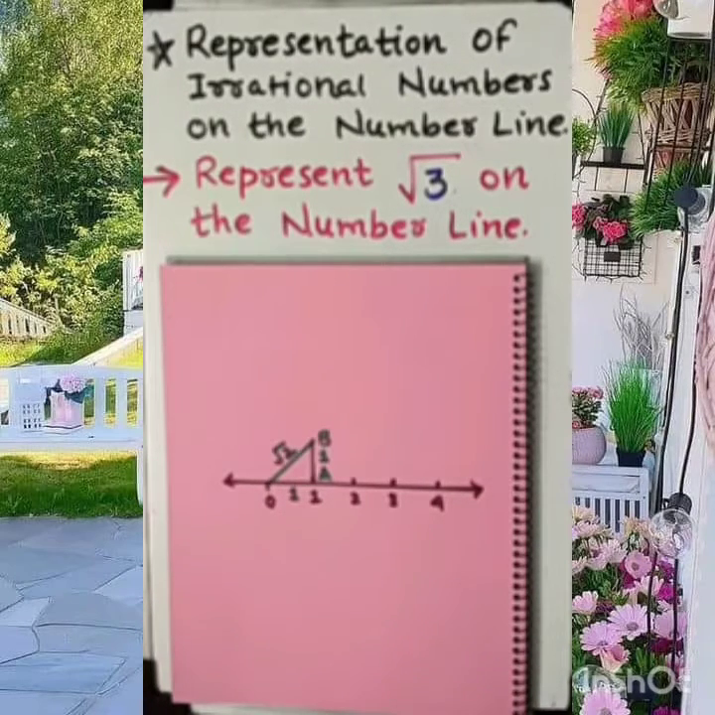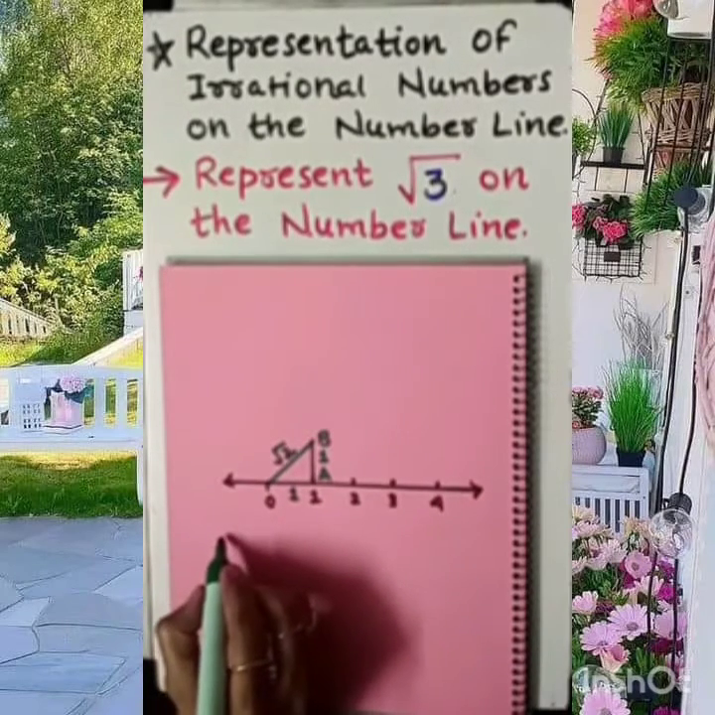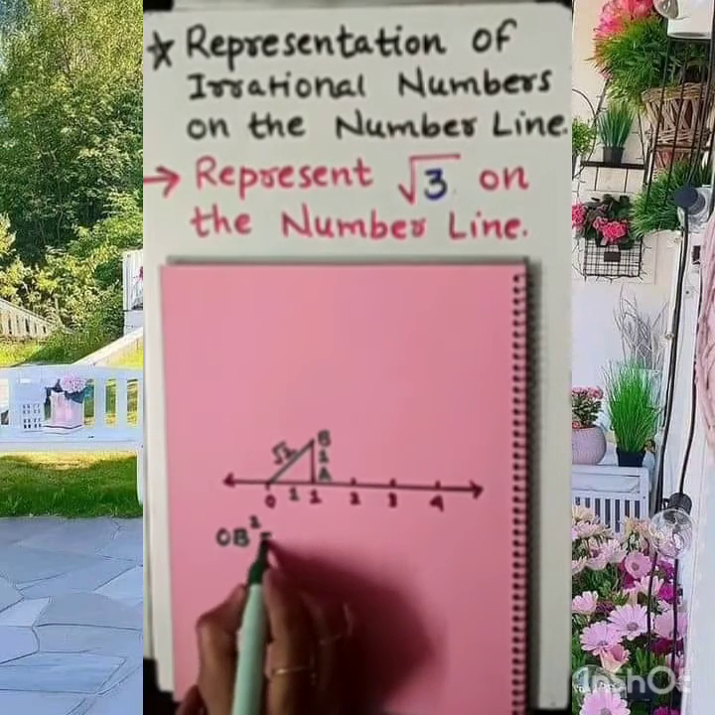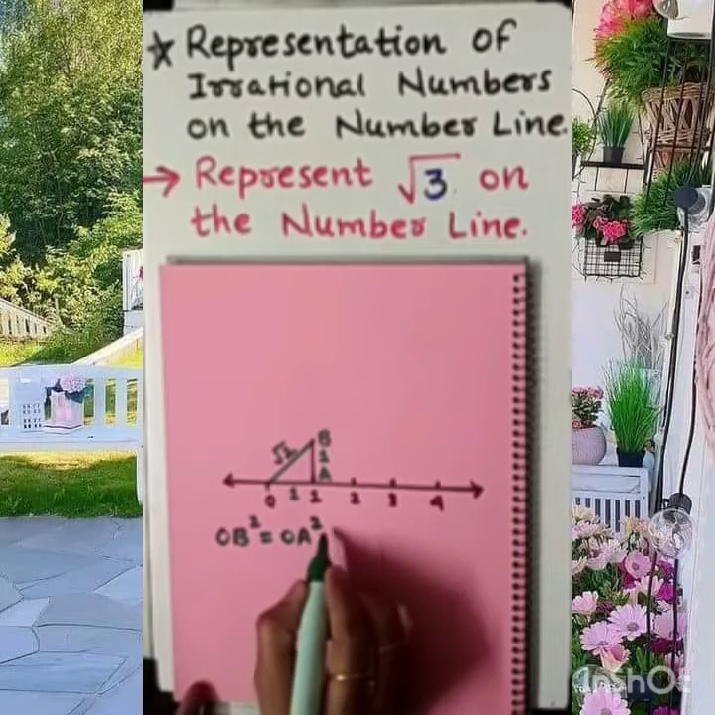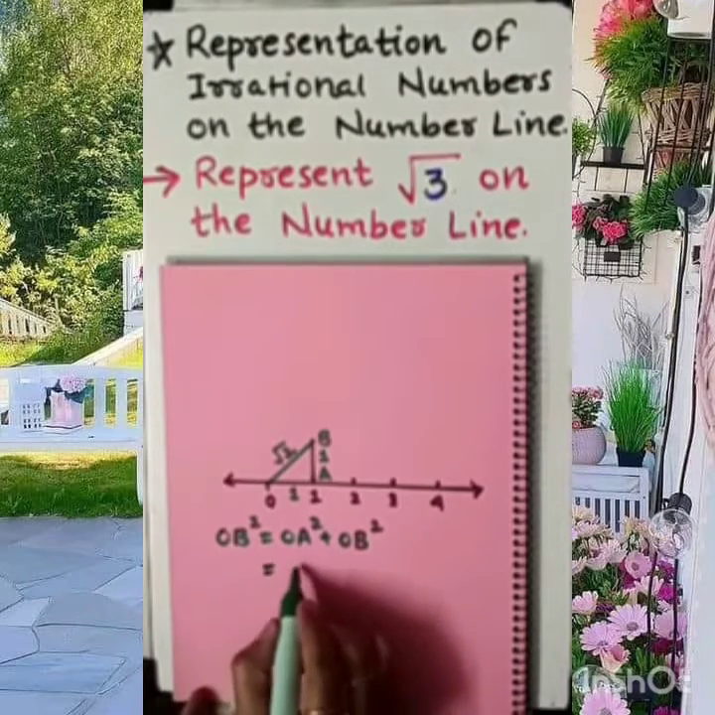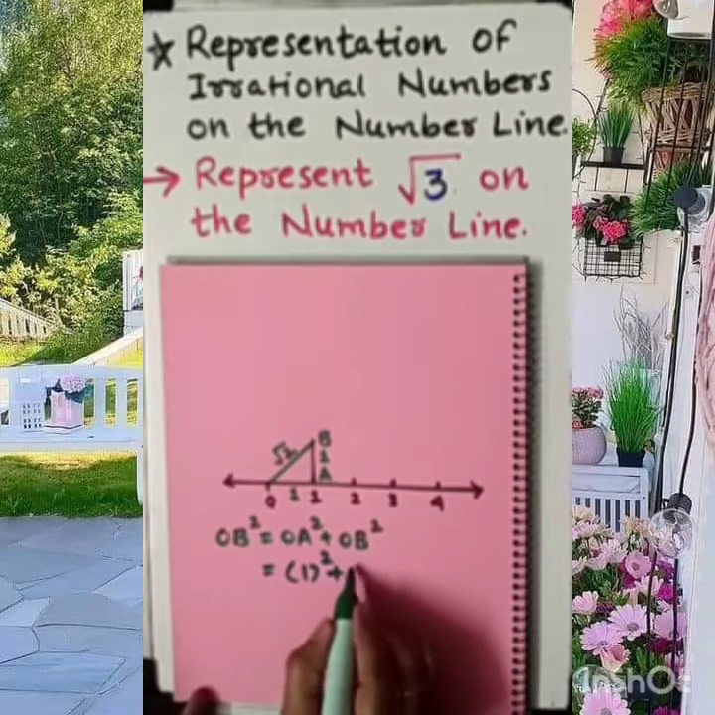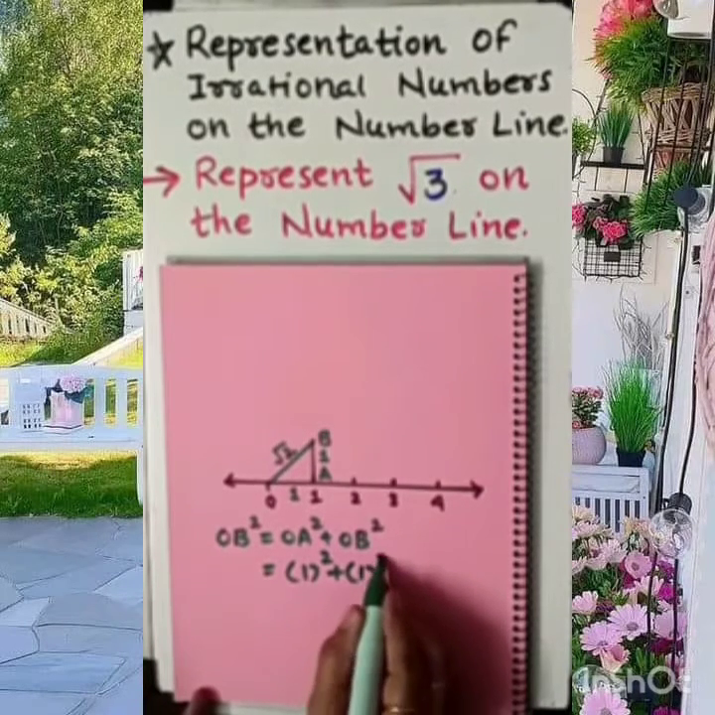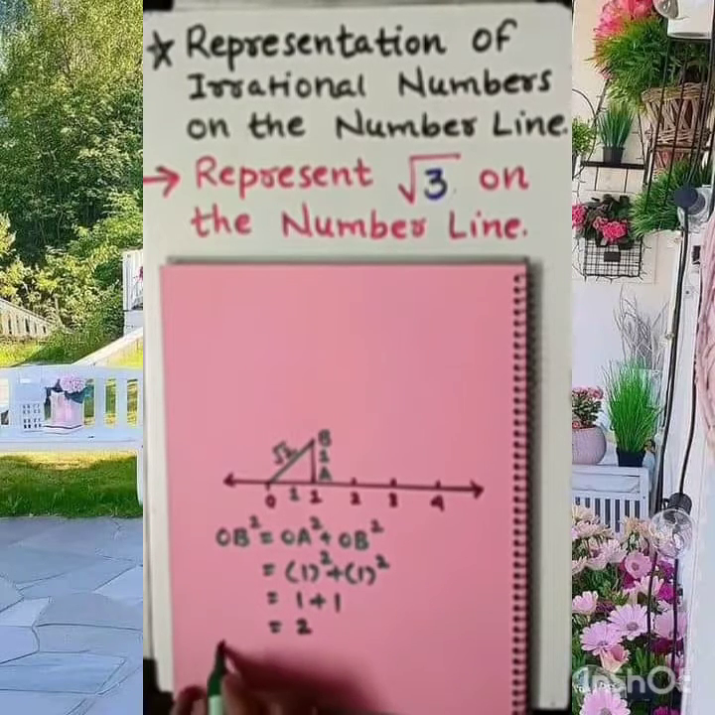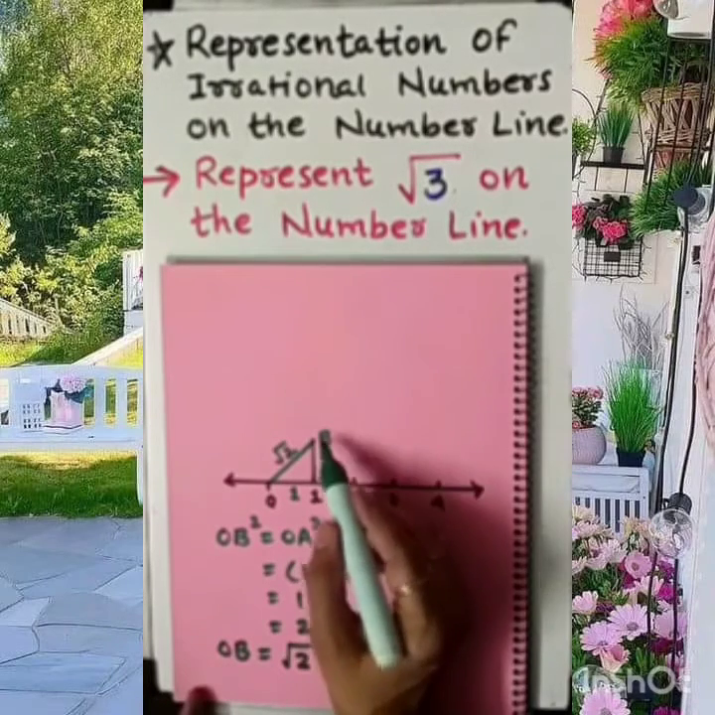Fine. So how to go with that? Using Pythagoras theorem, we know OB square equals OA square plus AB square. After applying this, of course, here it will be 1 square, this is also 1 square. So that is 1 plus 1, that is 2. So dear student, OB equals under root 2. So the value of OB is under root 2.